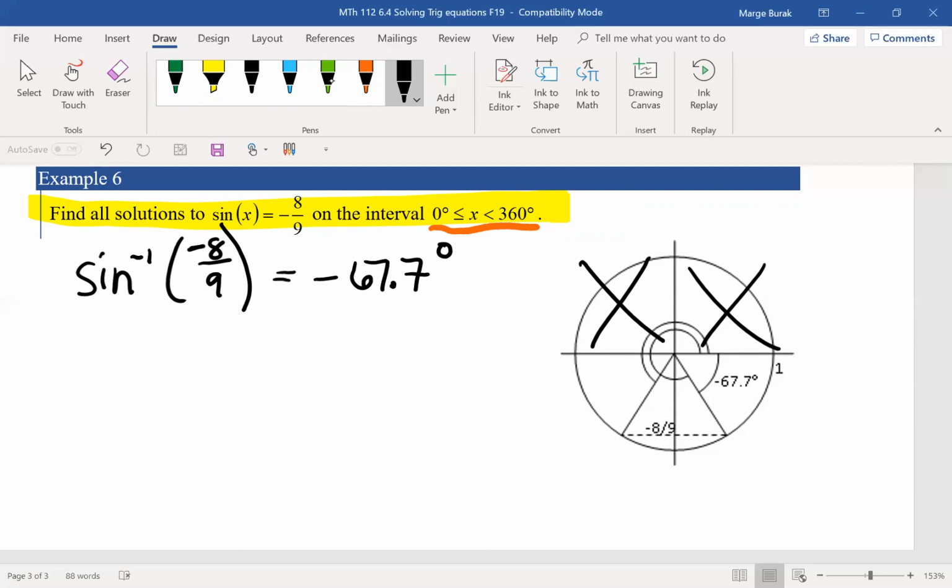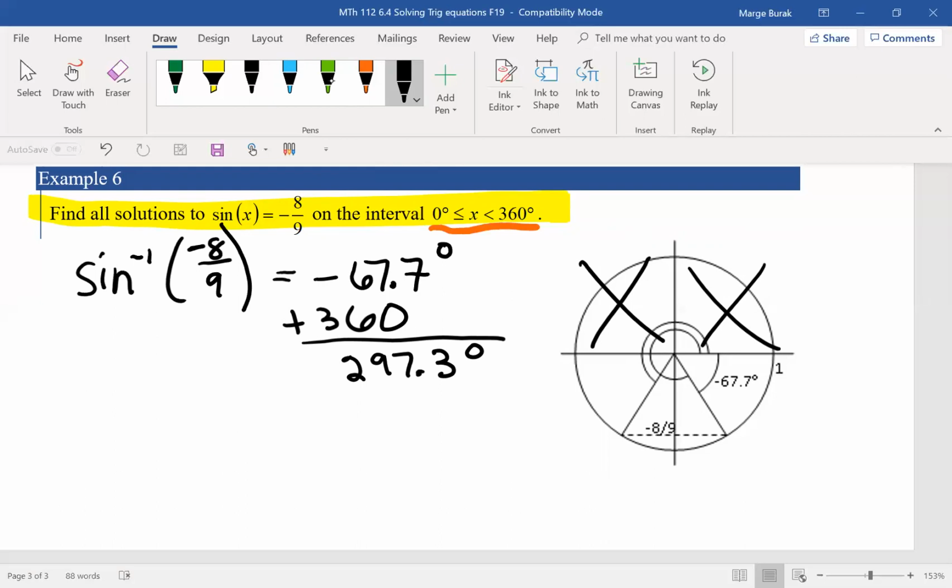-67.7 degrees is actually not between 0 and 360 degrees. Your calculator will always give you the negative because of the domain and range of the arc sine, the sine inverse. So all you have to do is add 360 degrees to that, and then you would get 297.3. Okay. Now, that's the one that the calculator gives me.